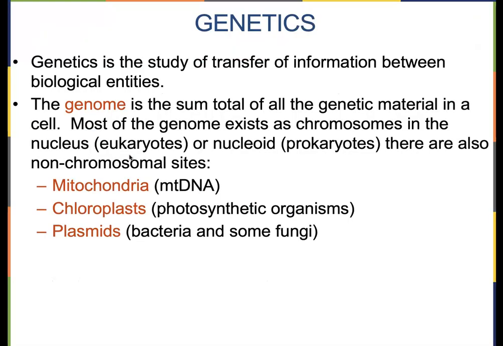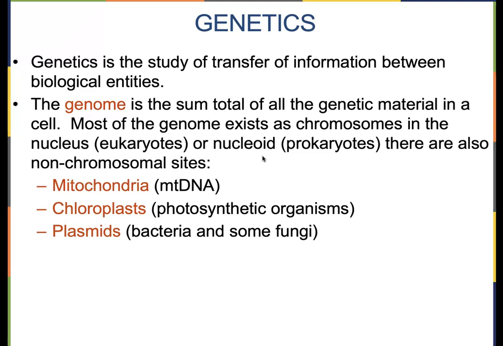All right, so genetics is the study of the transfer of information between biological entities, right? So it can be cell to cell, it can be virus to bacteria, it can be plant to plant. And when you talk about an organism's genome, it's basically the sum of all of the genetic material inside the cell. Most of the genome that we're used to exists as chromosomes in the nucleus for eukaryotes, or we know that bacteria, prokaryotes, have an area called the nucleoid, right? But it's not membrane bound because prokaryotes do not have membranes inside their cells.